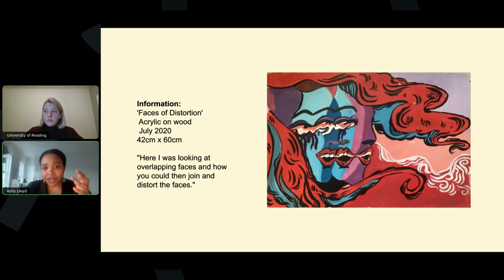any additional information in the caption other than the title, the size, the date, the medium. But if you do choose to include additional information, it can be really short. This is a sentence, but it does help us to understand what the intent of the work was.